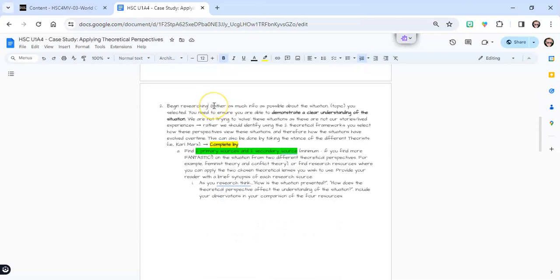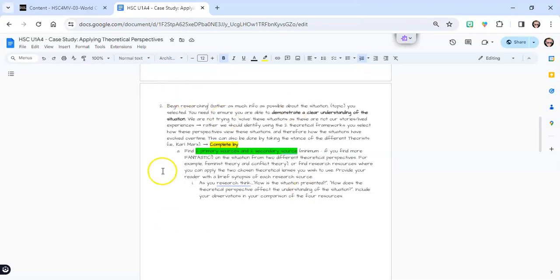So you're going to begin researching. So gather as much information as possible about the topic you selected. So feminization of poverty. You need to ensure you're able to demonstrate a clear understanding of the situation. We are not trying in any way to solve these situations, as they are not our stories or our lived experiences. Rather, we should identify using 2 theoretical frameworks you select how those theorists or those perspectives, so if it's conflict theory and feminist theory, for example, view the situation, and therefore how the situation has evolved over time. This can also be done by taking the stance of different theorists, such as Karl Marx and bell hooks.